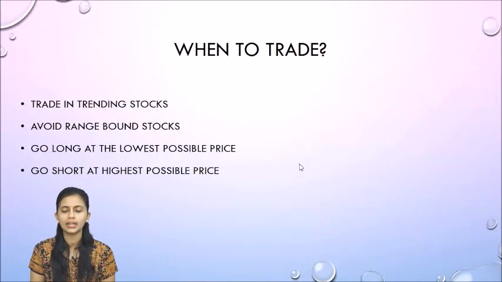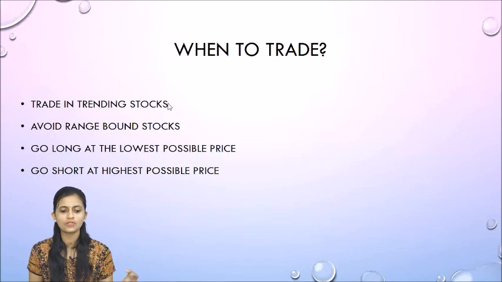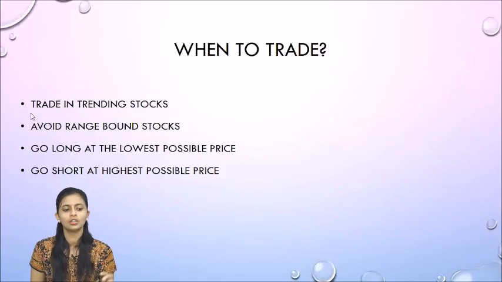Now, when do we trade using this swing trading technique? We trade in trending stocks, because if you take a stock which is not showing good momentum, then you will not find good swings and you will not be able to take a good entry point. So while selecting the stock, it is always better to select trending stocks. You avoid range bound stocks, because range bound stocks will not give you great results.